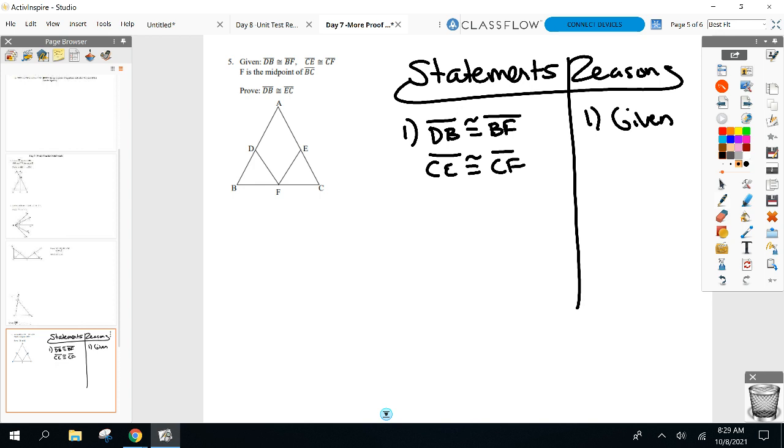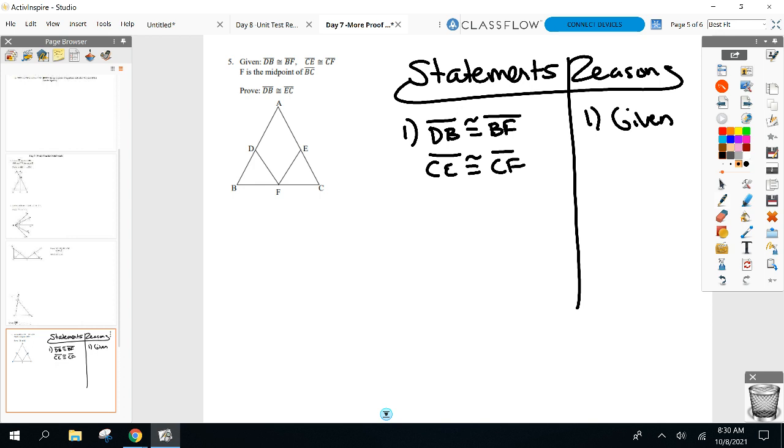Can you use substitution on those two? Or no? No. How do you know when to use substitution? If you see a repeater. I see DB, BF, CE, CF. They're 4 different segments. No segment is equal to the same one. Okay, so right now we're all good. I can't use substitution on the givens.